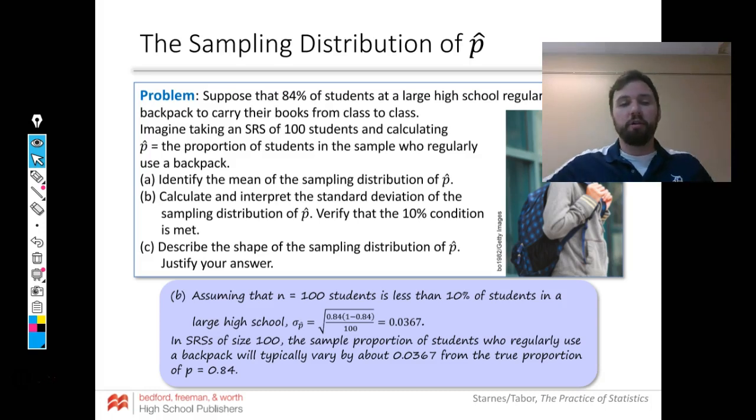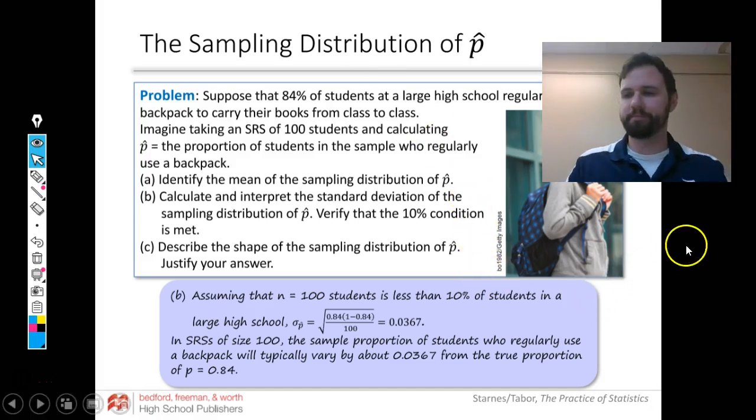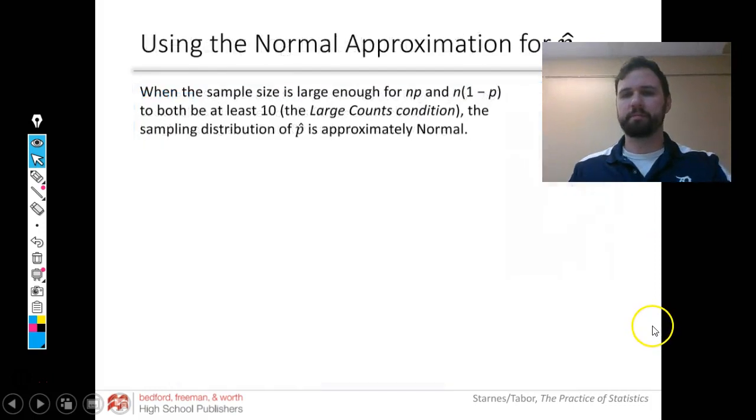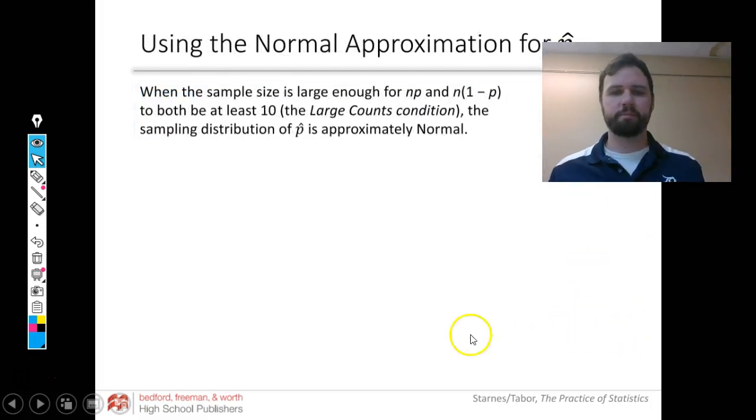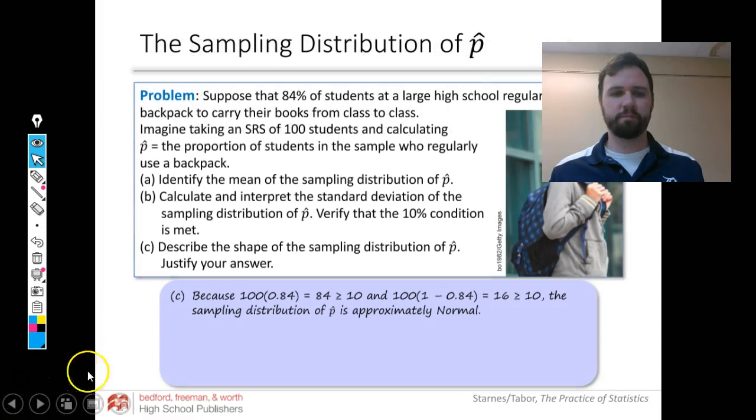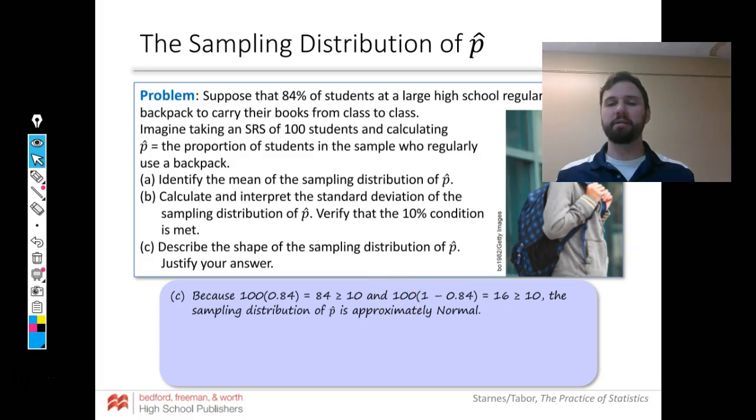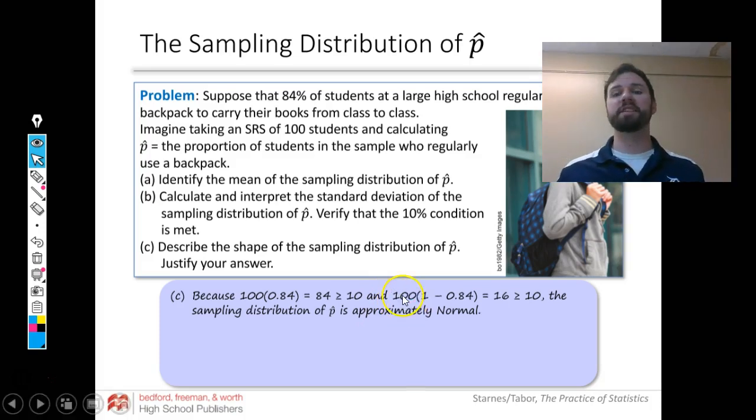Okay? So, in interpreting this, again, we have to do sample size. In a simple random sample size of 100, the proportion of students who use backpacks will vary, typically, by 0.0367 from the true proportion of 0.84. And it will be normal because 100 times 0.84 and 100 times 0.16 both equal over 10, so it will be normal.